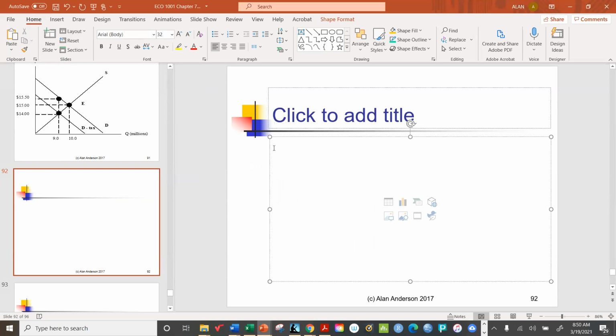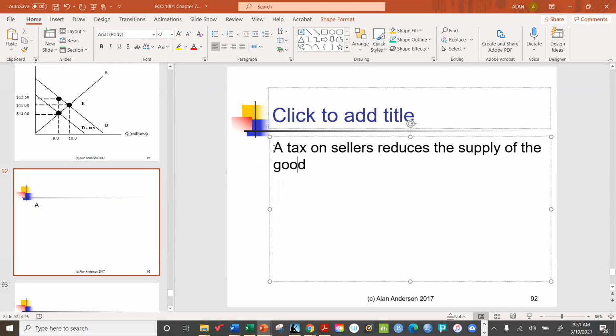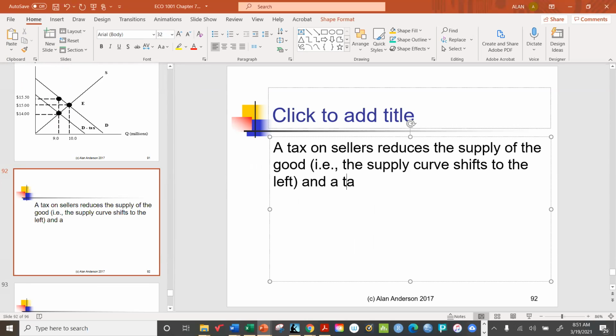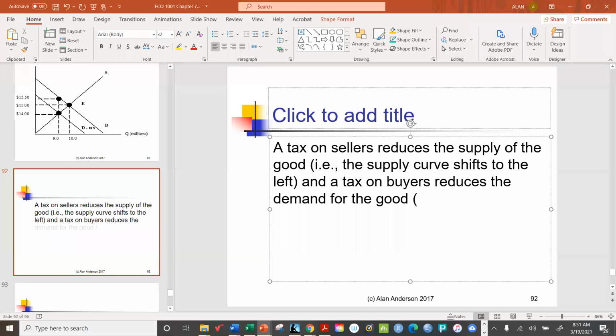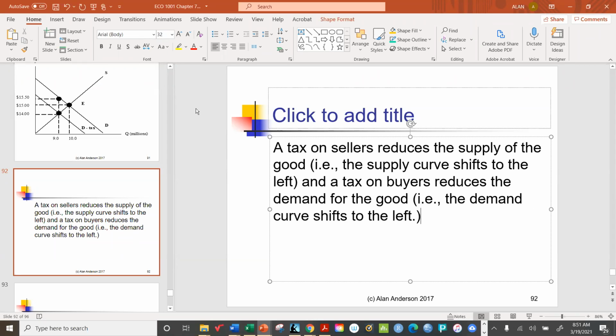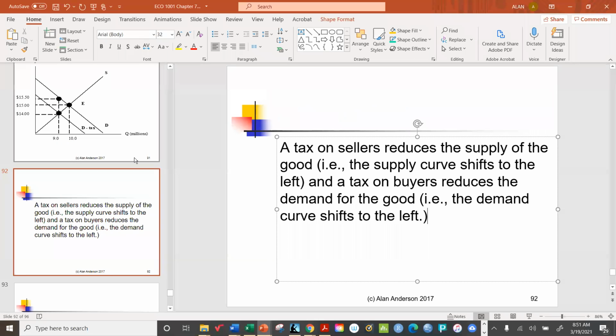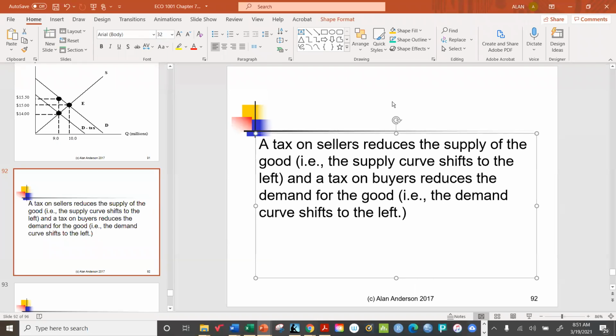A tax on sellers, just in general, reduces the supply of the good. And that simply means the supply curve shifts to the left. And a tax on buyers reduces the demand for the good. And again, this demand curve shifts to the left. So in other words, so you don't get confused, in both cases, whoever the tax is being imposed on, their curve is being shifted to the left. Okay, so before we kept shifting the supply curve to the left, now we're shifting the demand curve to the left.